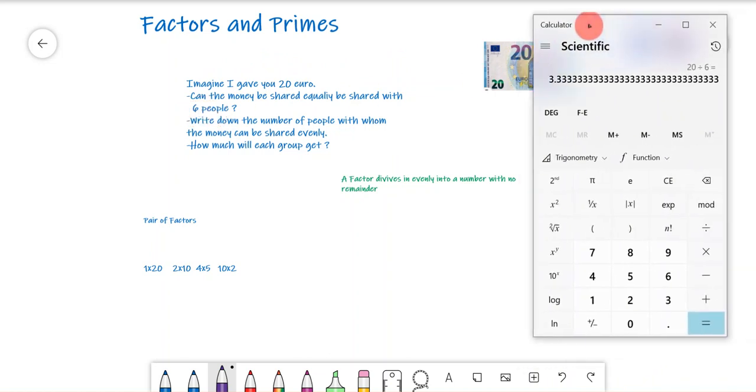Now, what I want you to do is write down the number of people with whom the money can be shared evenly, and how much each group will get. We know that we can't split it between 6 people evenly because we get 3.3, but write down the number of people with whom the money can be shared evenly and how much each group will get. I'll give you a few minutes to give that a go, so pause the video and try and work that one out.